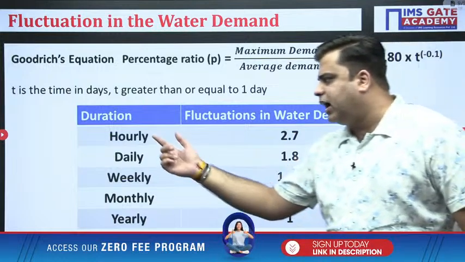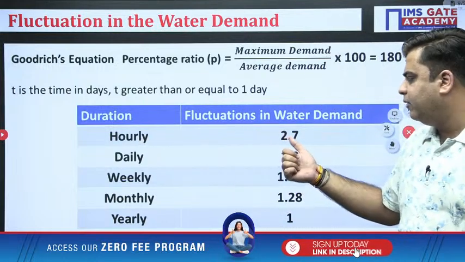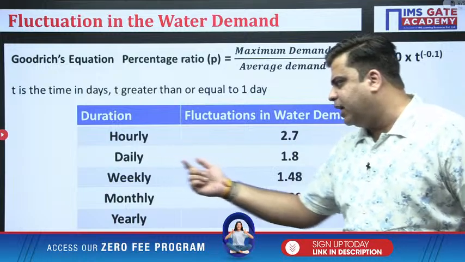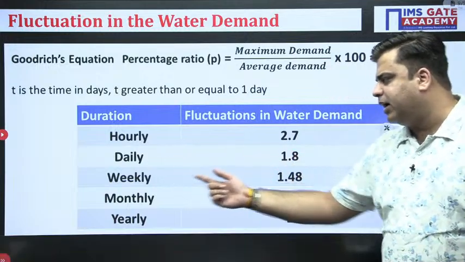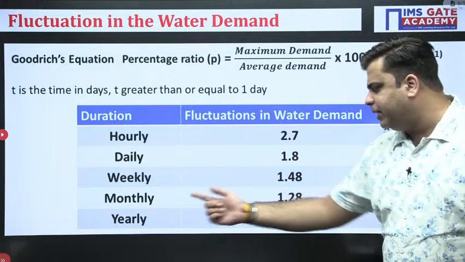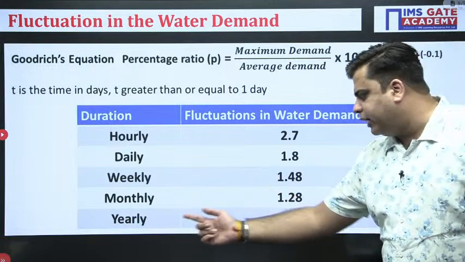If you talk about hourly demand, fluctuation in demand will be 2.7. For daily demand, it is 1.8. For weekly demand, it is 1.48. For monthly demand, it is 1.28. And for yearly demand, it is 1.